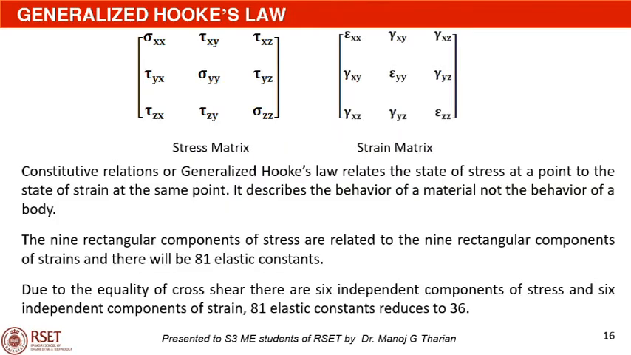The stress at a point is defined by the stress matrix shown in this figure. Corresponding to this stress, the state of strain at the same point is given by this matrix.